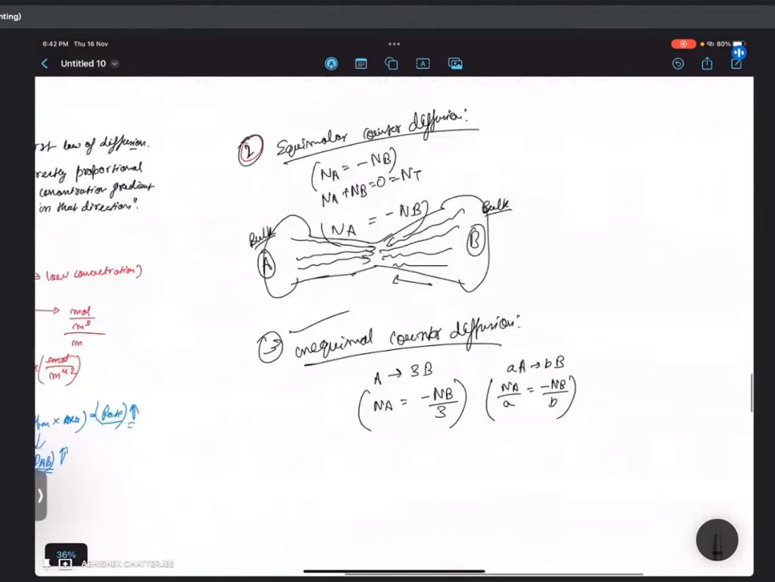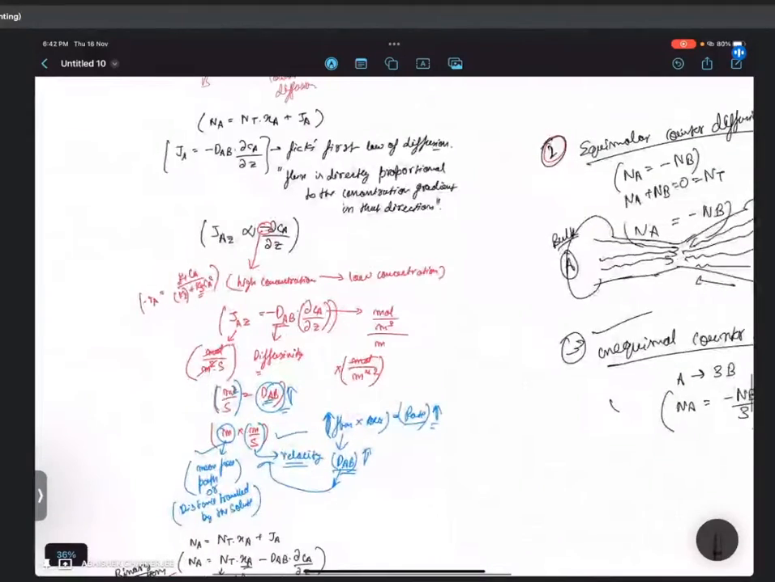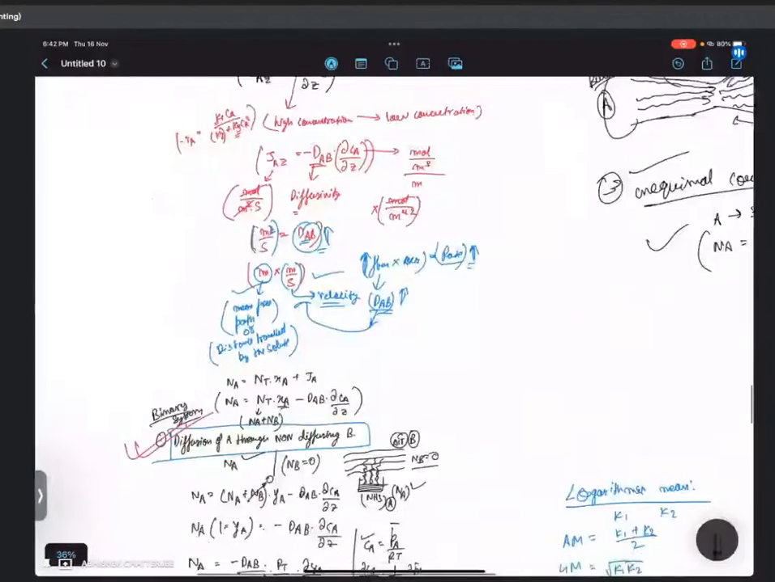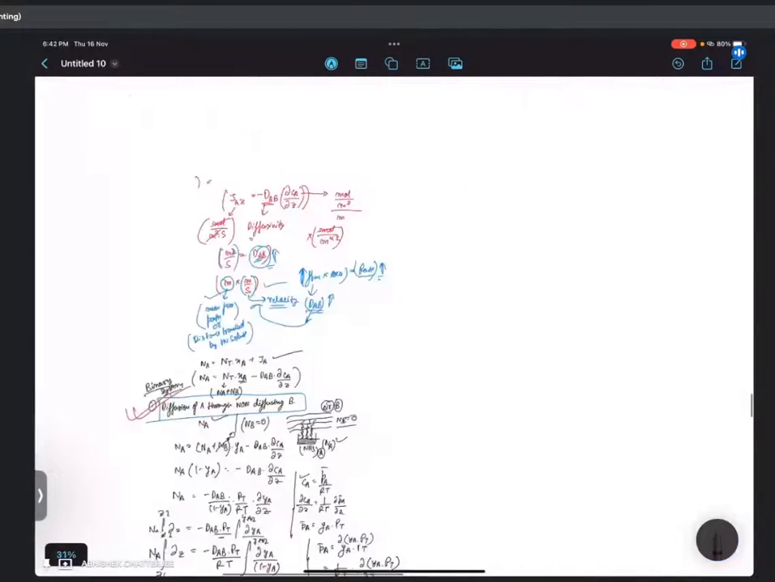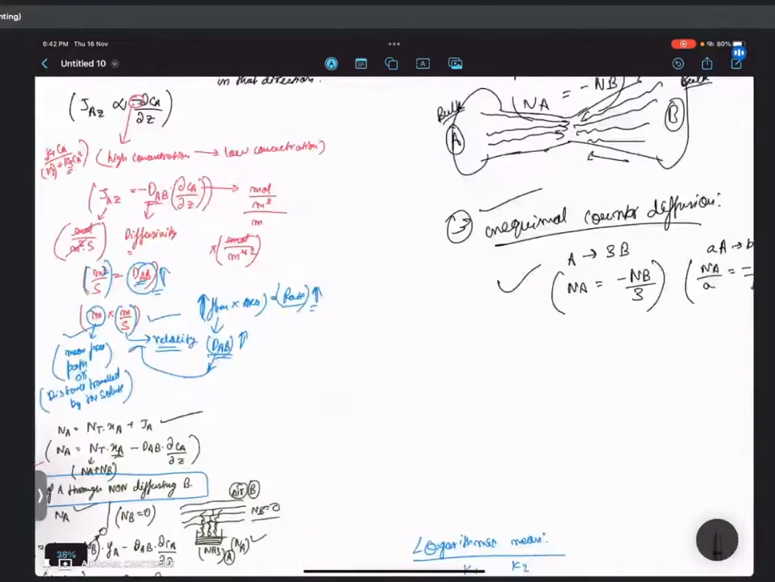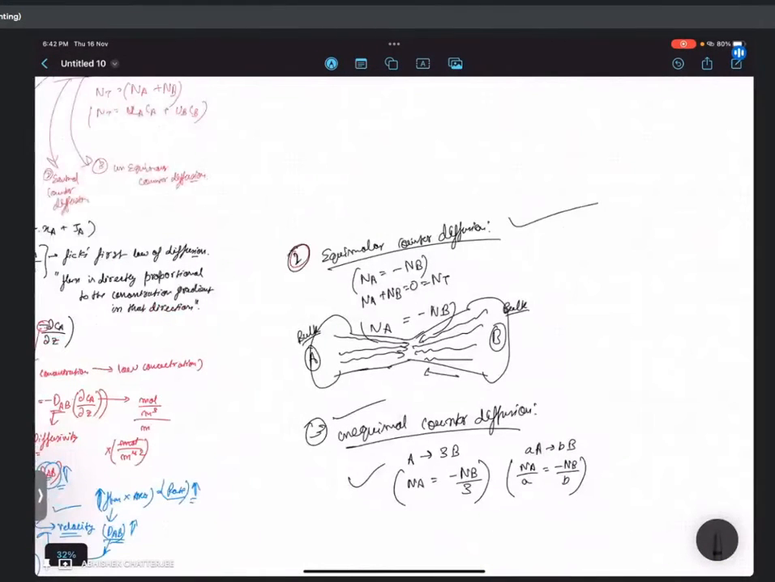Just apply these conditions into the general equation of mass transfer and try to derive all the formulas. You derive the concentration profile of equimolar. No need to derive the concentration profiles for the unequimolar. However, it will be the same. If you want to derive, you can derive. You will get exponential.